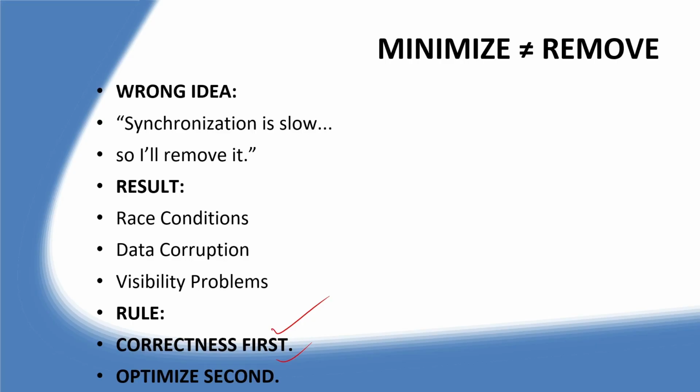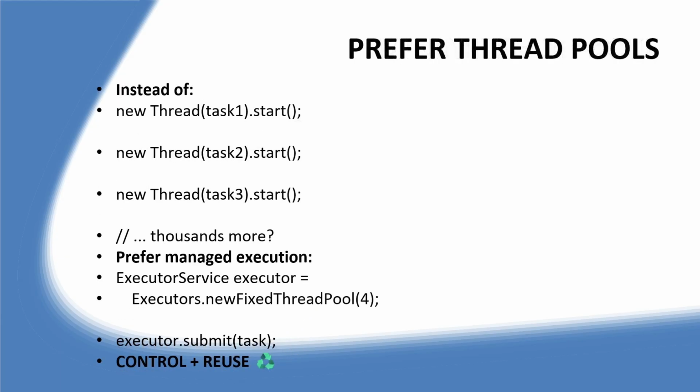Now, our third best practice is to prefer managed executors and thread pools when dealing with many tasks. We have seen the concept of thread pools, right? Creating a new thread manually for every task can become expensive and difficult to control. Each thread consumes resources, so too many threads can increase memory usage and context switching. A thread pool allows us to control the number of worker threads and reuse them across multiple tasks.